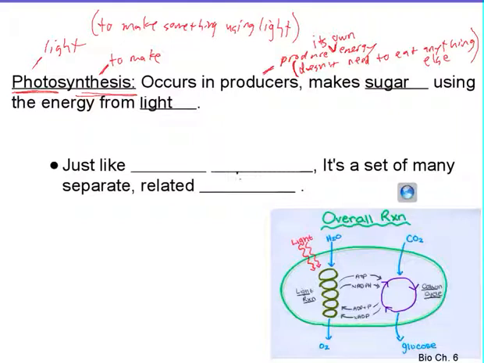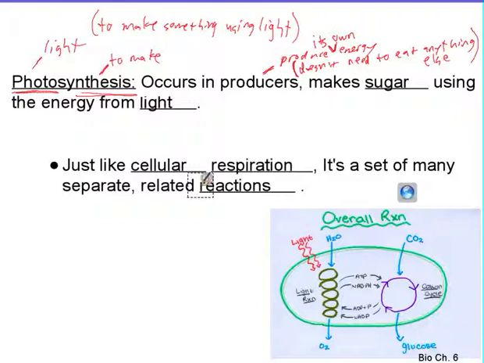And just like another process we've talked about, how we get our energy. You guys remember what that's called? Last year. Cellular respiration. Jake, you're not wearing jeans. Just like cellular respiration, it's a set of many separated but related what? Reactions.